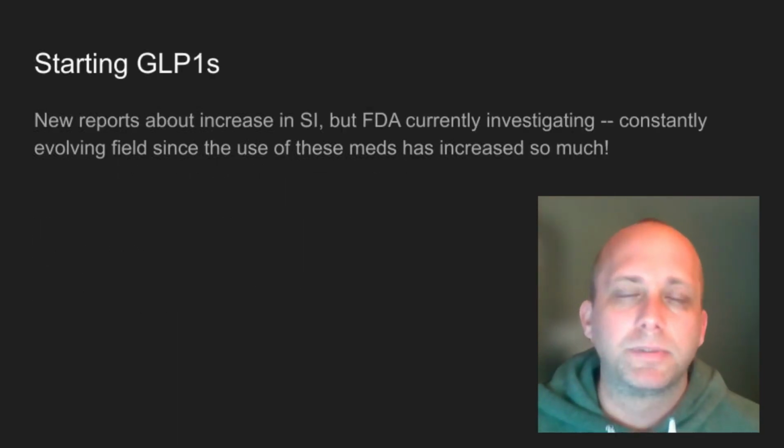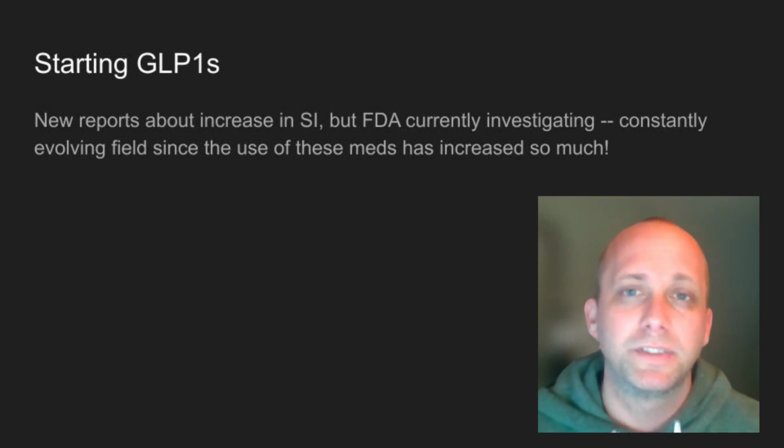As we're using the GLP-1 receptor agonist more, it's important to be abreast of all the new things that are being reported. For example, increases in suicidal ideation. The FDA, at the time of this publication, is still currently looking into increased suicidal ideation, but really important to be aware of any additional side effects you'd want to counsel your patient about.